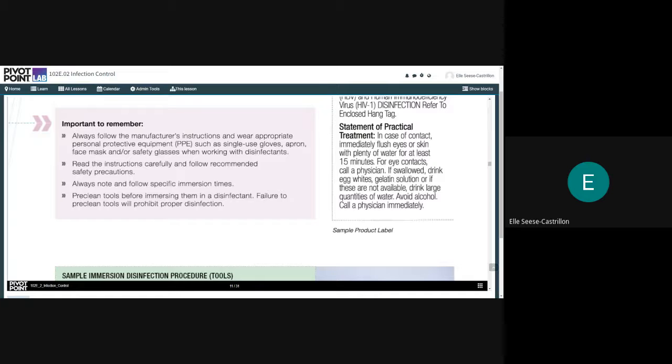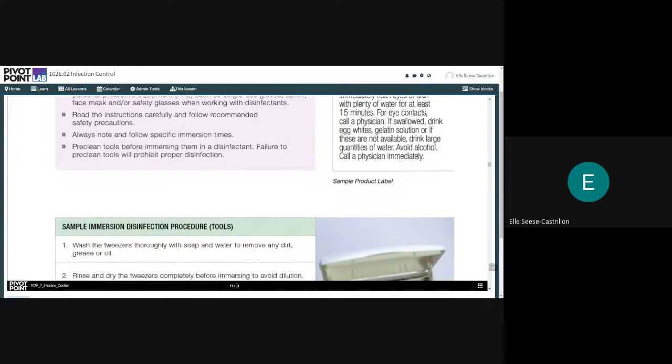If it does come in contact with your skin, flush your eyes or flush your arms, or whatever part of the skin, with water for at least 15 minutes. And then if it is in the eyes or if you swallowed it, call your physician. It says if you did swallow, drink egg whites, a gelatin solution, or if these are not available, drink large quantities of water and avoid alcohol, and call the physician immediately. It says always follow the manufacturer's instructions and wear appropriate protective equipment. Use gloves, an apron, a face mask, and safety glasses when working with these disinfectants.